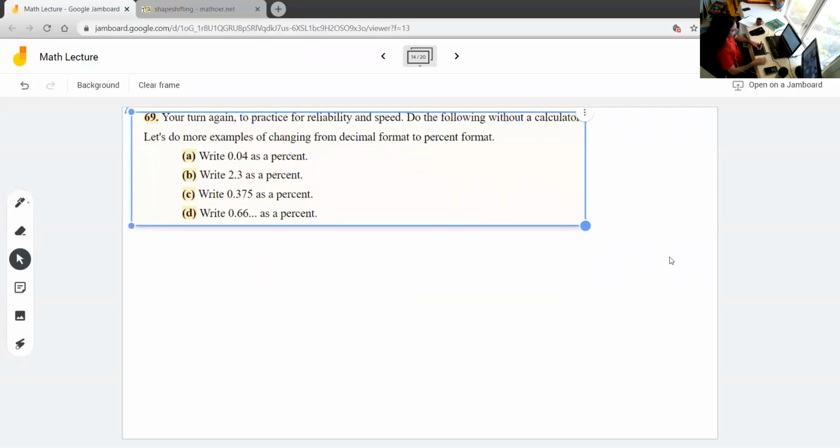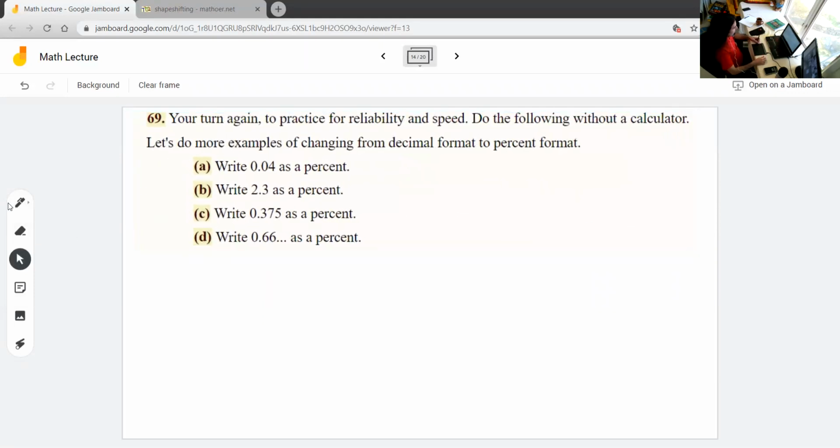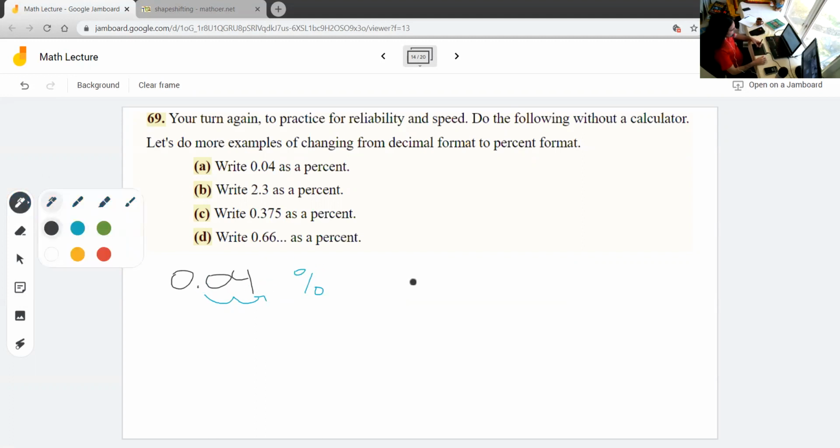I'll do one of these and have you do the others. So if I have 0.04, then I'm going to do 2 things. I'm going to do 2 decimal scoots, and I'm going to write a percent symbol. One of those is a times 100, the other is a divided by 100, and I get 4%. Make sense? Okay, you do the other 3 to make sure it makes sense.